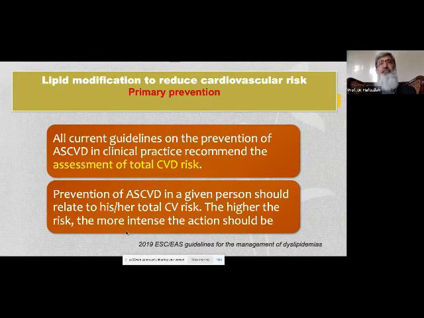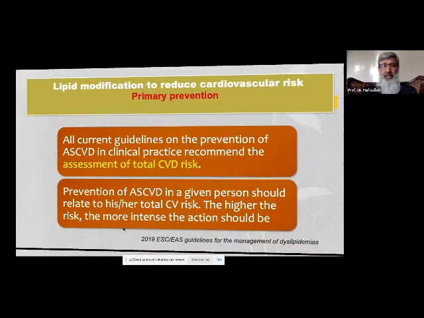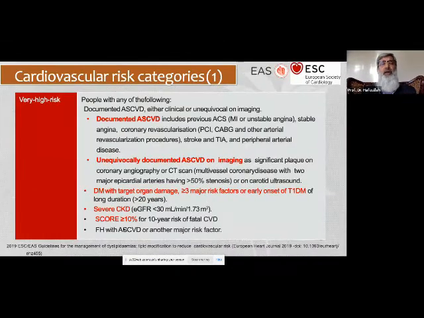But for primary prevention, all guidelines recommend that we must assess total cardiovascular risk, which means that prevention of ASCVD in a given person should relate to his total risk. So if the risk is high, the more intense the action should be. And if the risk is low, the action should not be intense. And what do we mean by it? This is perhaps the most important slide, or the crux of the talk today.